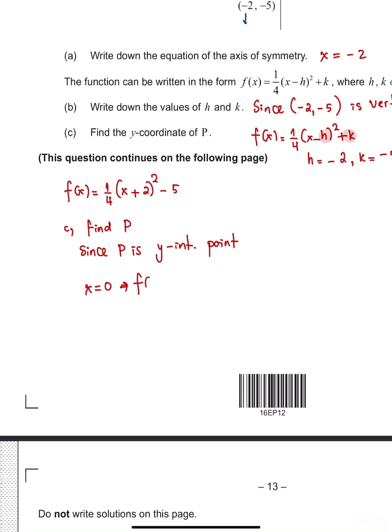So that means f of 0 equals 1 over 4 times 2 squared minus 5, which is 1 minus 5, which is negative 4. Okay, so that means the y coordinate of P is negative 4.